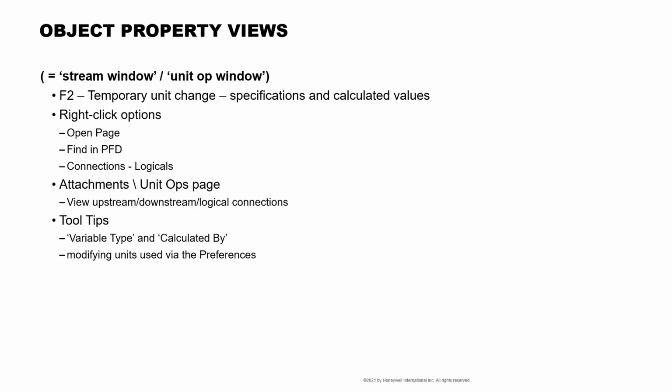Let's look at the object property view. So first of all, what is the object property view? Well, most people would probably actually call it the stream window or the unit operation window. We've seen F2 before for changing the units temporarily. We've seen some right click options before, but there's some more. There is a page that shows us the attachments, both upstream, downstream and logical connections. And also we'll start to look at the tooltips and what they are and how we can change what they display, and also how we can see that they tell us useful information.